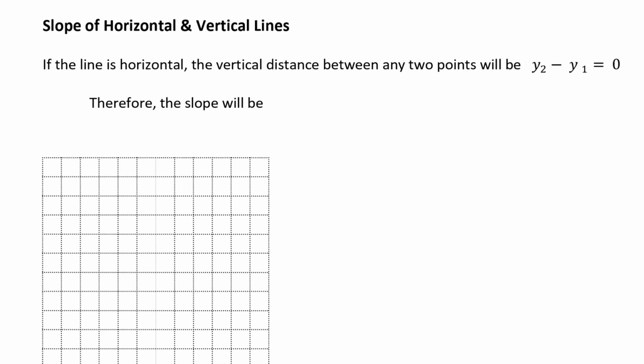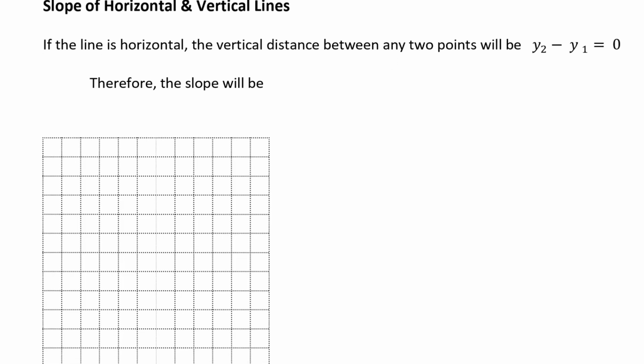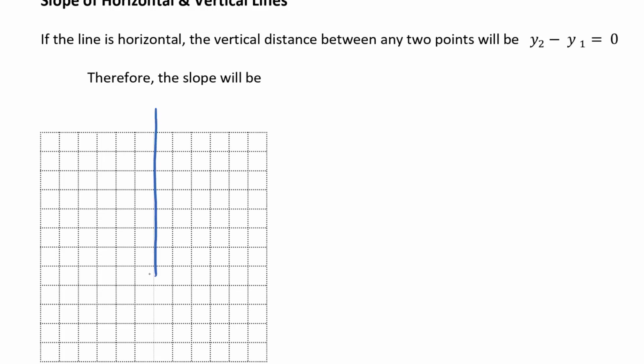So let's talk about vertical and horizontal lines. Let's first talk about a horizontal line. Here is my graph. And we will put a horizontal line on there. Put the line right here. Doesn't matter the scale. We're just using this as an example.